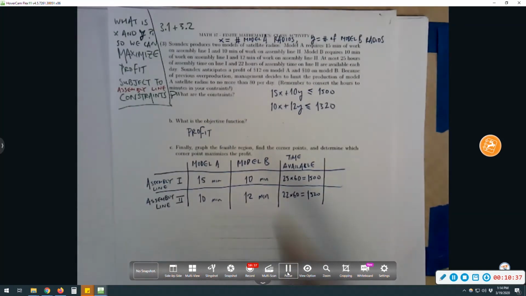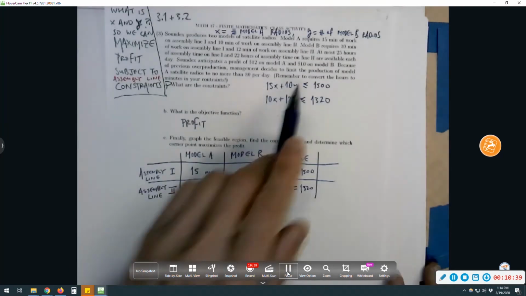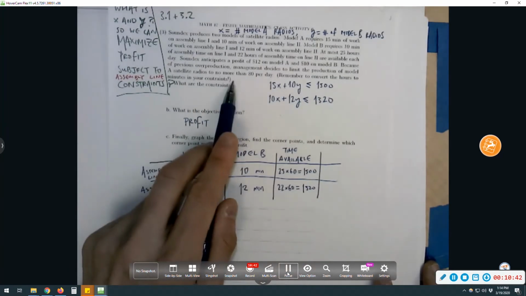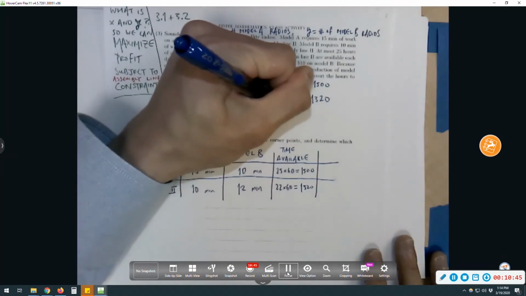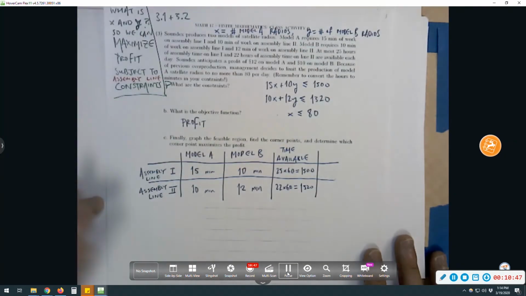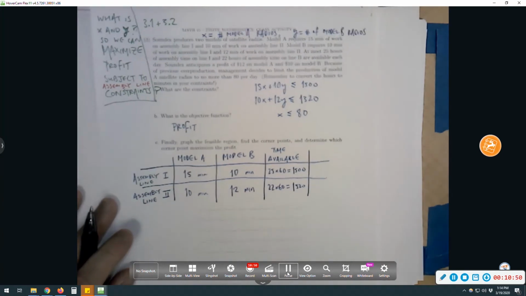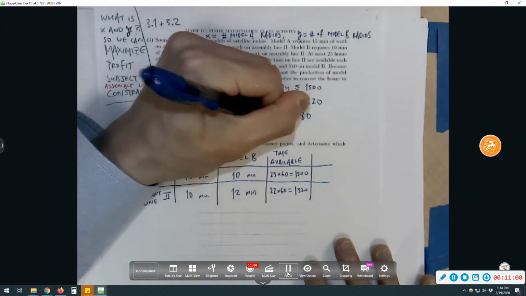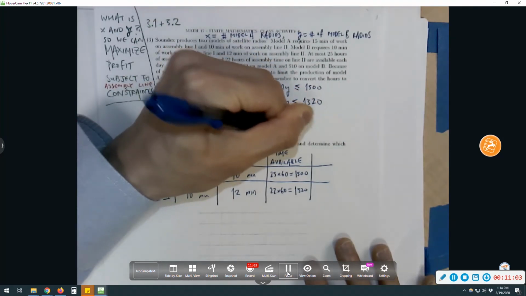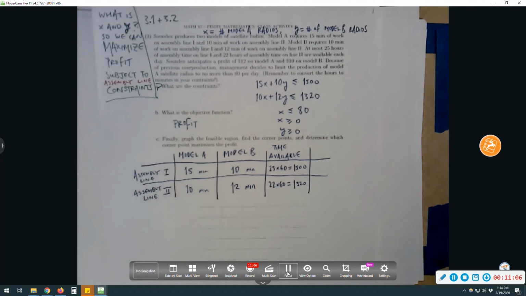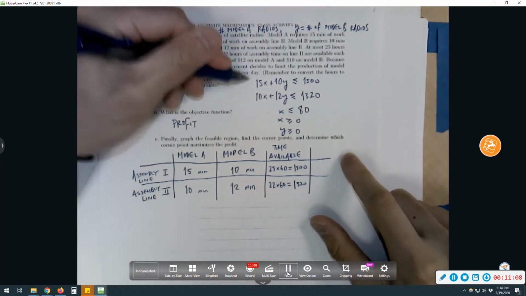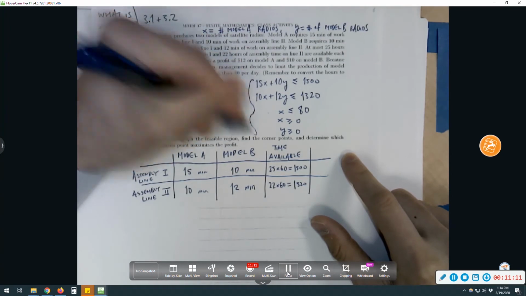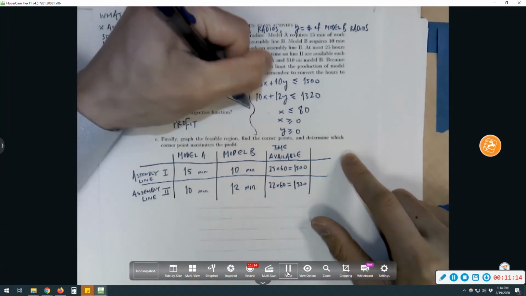There's also some other ones. The management decided to limit production of Model A radios to no more than 80 per day, so we can only make at most 80, no more. And then you also have some freebie linear inequalities that come for free, especially with these word problems, at least in this specific one: x is greater than or equal to 0 and y is greater than or equal to 0. So this is our list of constraints here. This is the answer to letter A.